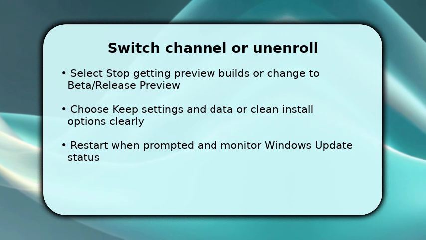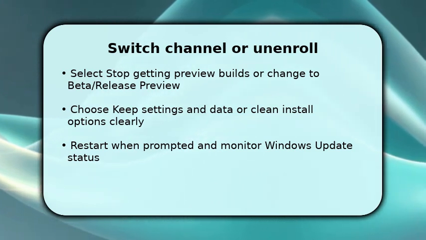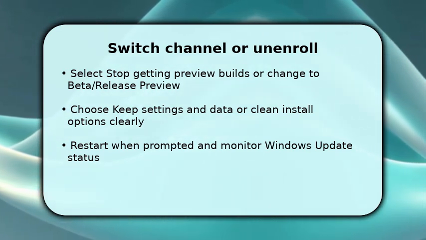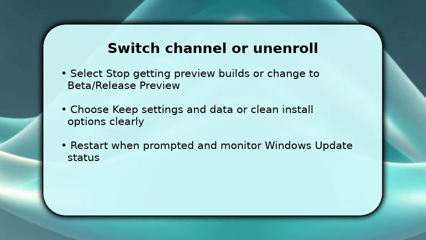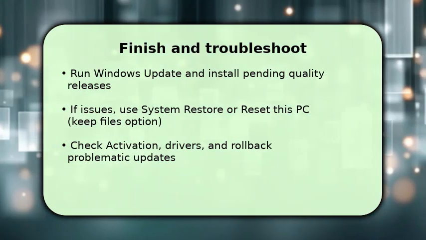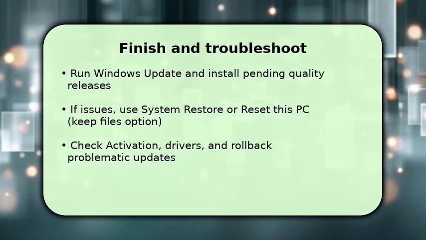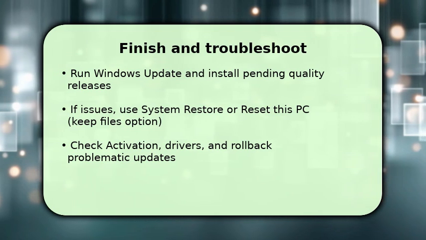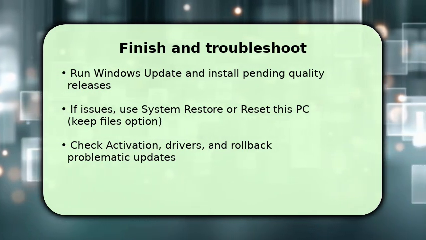After reboot, open Windows Update and watch for final adjustments. This confirms enrollment status changed and prepares Windows for official release updates. Finish by installing any pending updates so your system receives stable quality releases. This removes preview components over time.